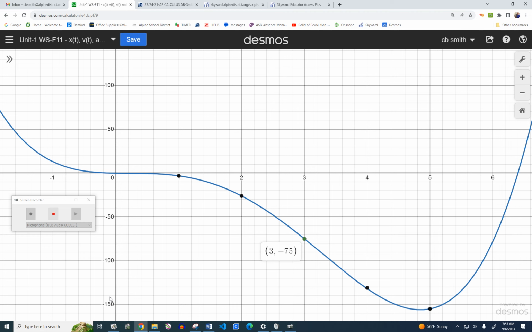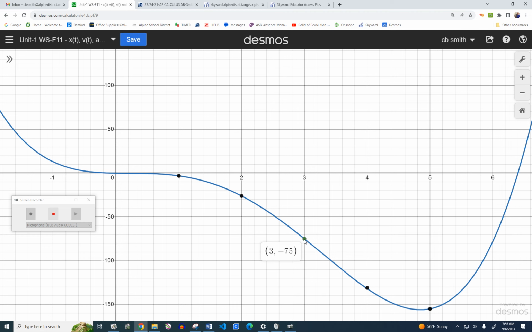The particle is for sure moving, because if you look at dots close to that, like we come here and we slide along, you can see that the position is becoming increasingly negative. So the particle is definitely moving to the left. What we want to know is how fast is the particle moving to the left right at time 3.